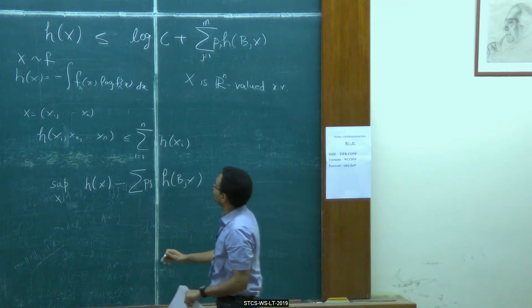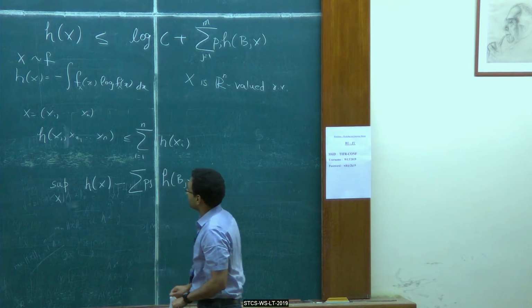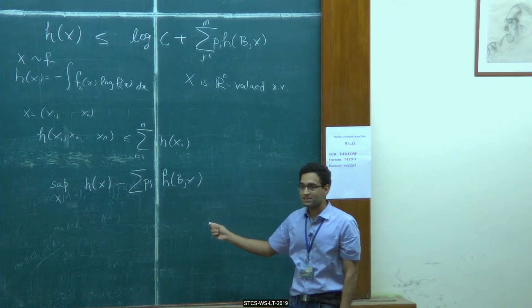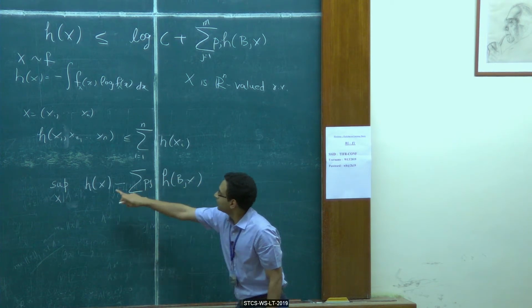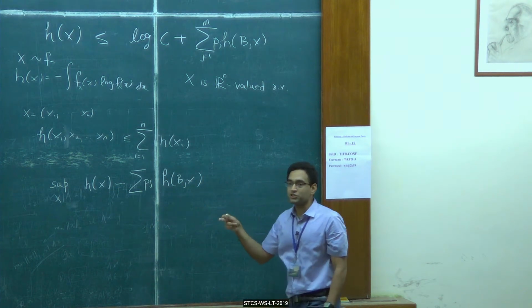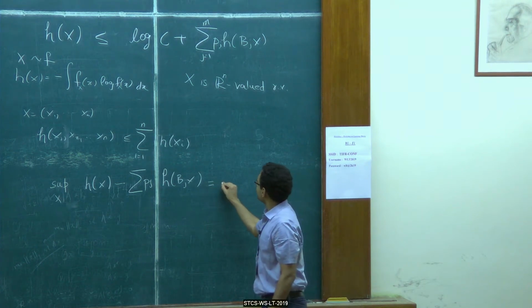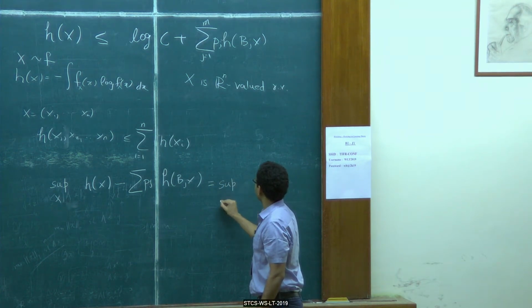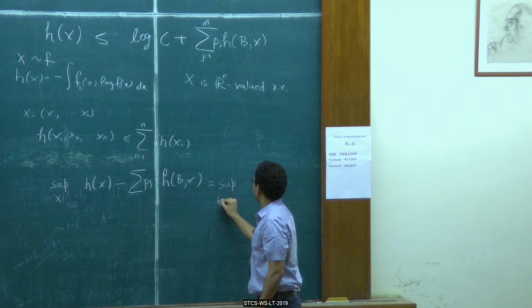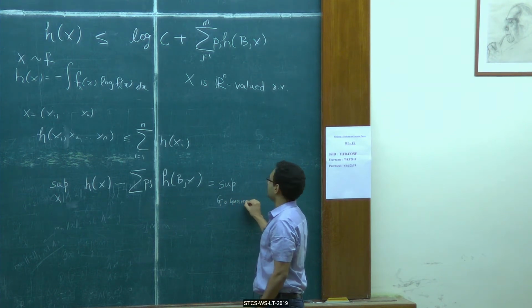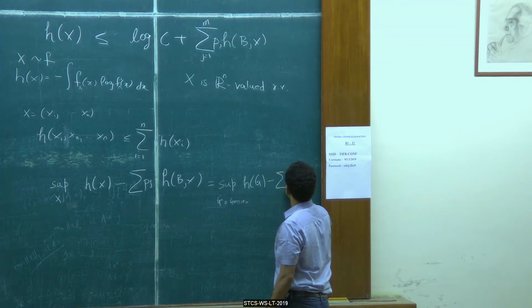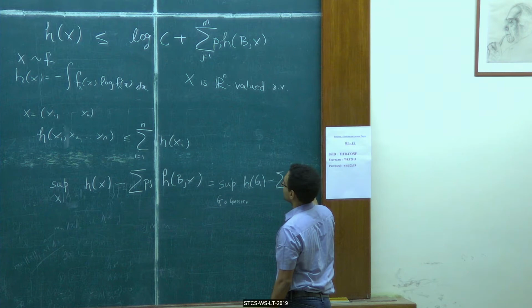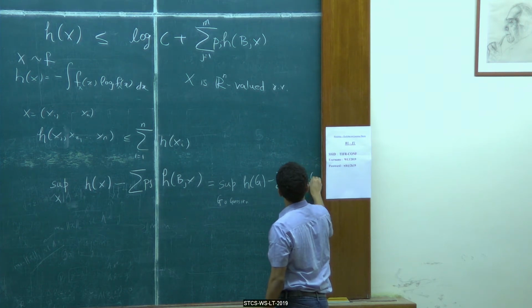So the result is for all densities f. For all random variables x, you calculate h of x minus the sum of pj h of bj x, and this is the same as calculating the supremum over, let's say, g, where g is Gaussian, of h of g minus the sum of pj h of bj g.